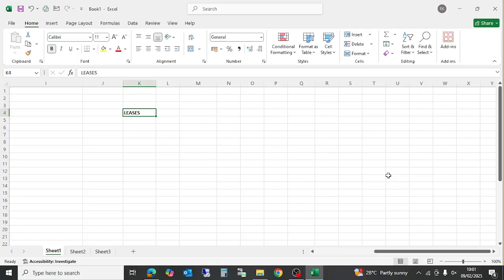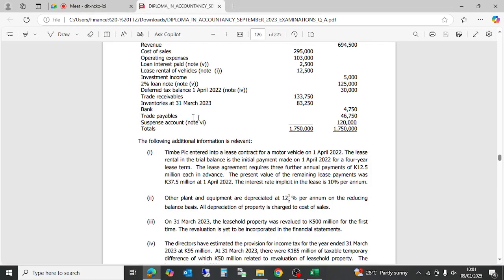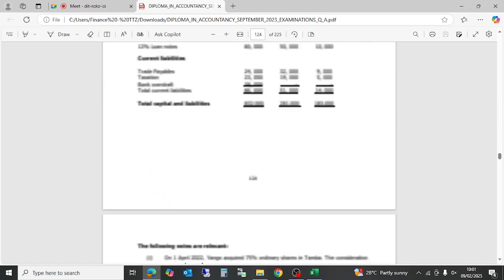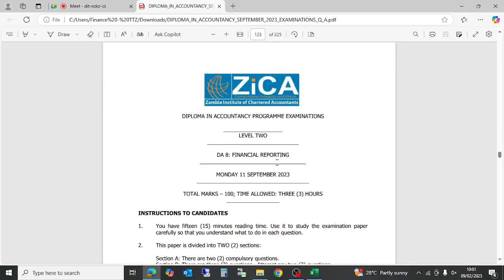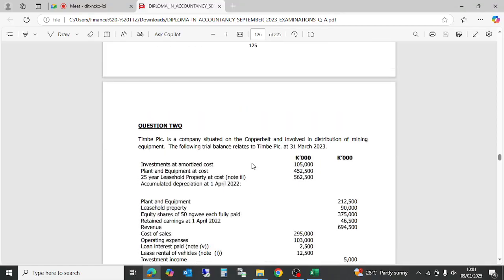So what I'm going to do today is I'll solve a question which is under leases. So the question is this one. It's financial reporting, September 2023. I'll go to question 2, and on question 2 they've given us a trial balance.